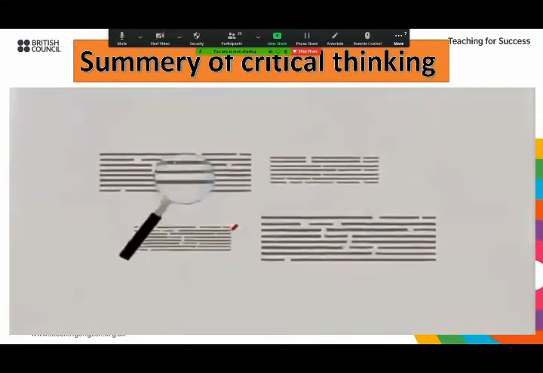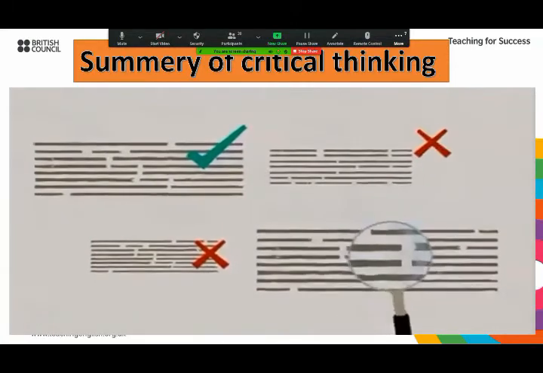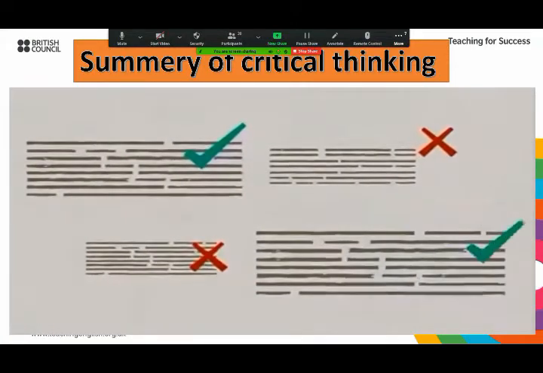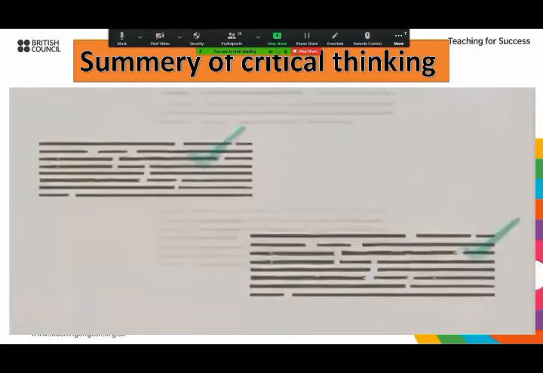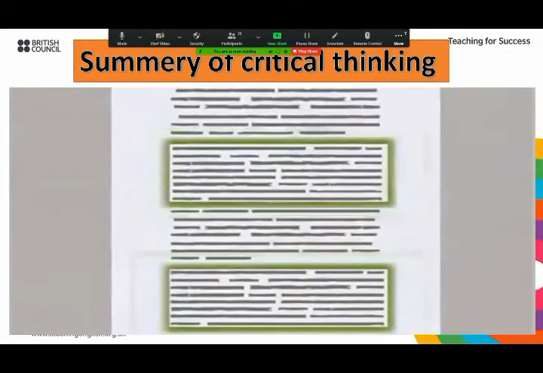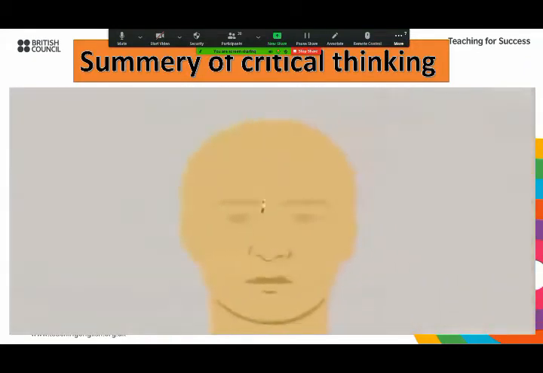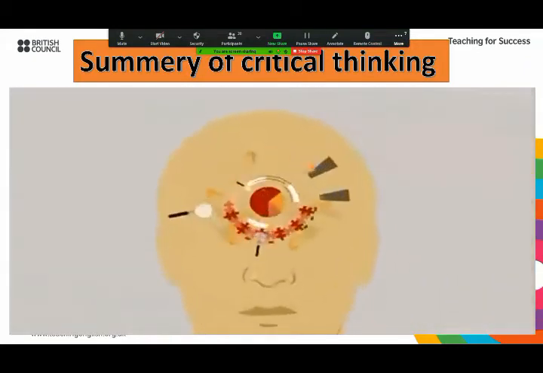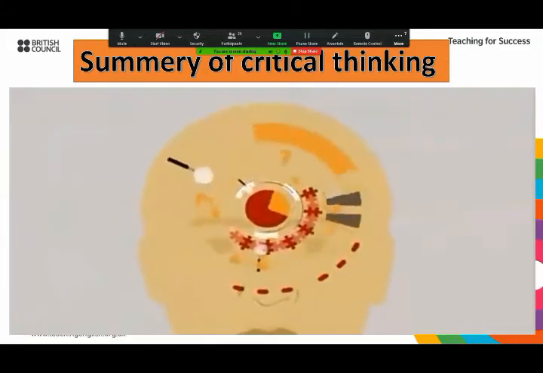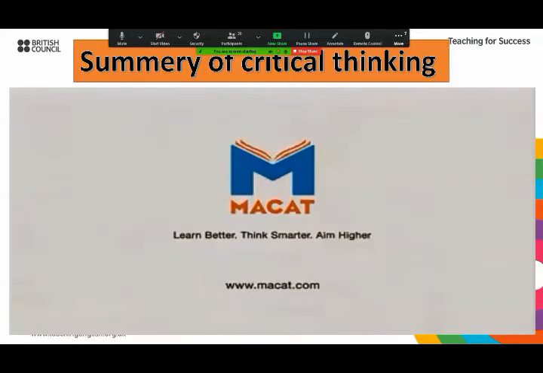Critical thinking is also about a sense of discovery and excitement. Not only about learning, but evaluating arguments to see how they stand up, and filtering for yourself what resonates as right or wrong. By using these techniques, you'll find yourself becoming a clearer, better thinker. Lnkat. Learn better, think smarter, aim higher.